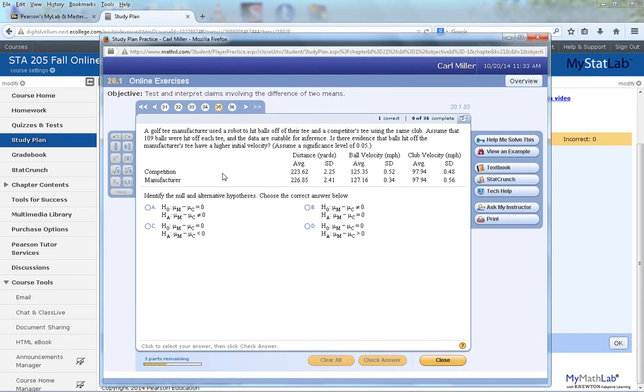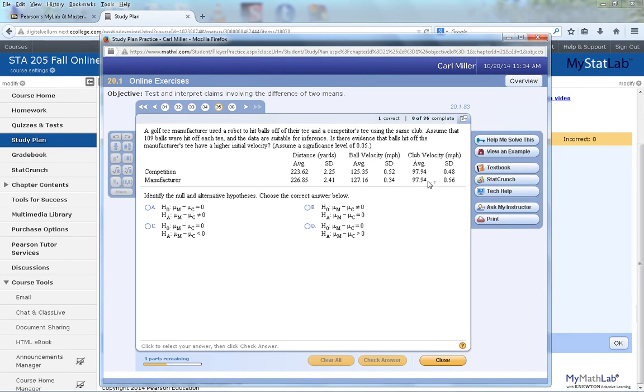So the idea is the robot is going to give a consistent strike force on the ball. And it says assume that 109 balls were hit off of each tee, and the data are suitable for inference. Is there evidence balls hit off the manufacturer's tee have a higher initial velocity? Okay, now looking at the table, you've got the competitor and the manufacturer. So the manufacturer is second, and you've got distance first, ball velocity second, and club velocity third.